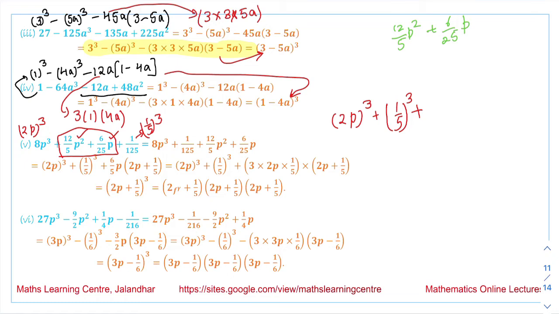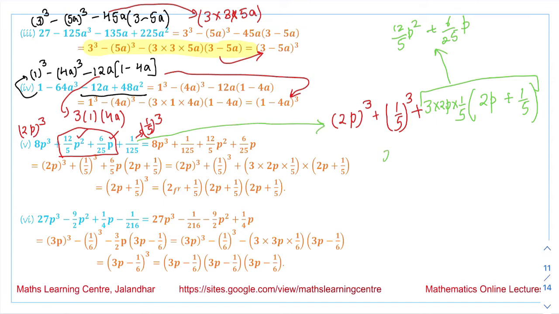Now, in what form do we want the answer? We want to find the answer with 2p plus 1 by 5 inside, and it should be 3 into 2p into 1 by 5. So we can check that this value is equivalent to this value. If we try to solve this value, we will see that this value is equivalent to this value. So we are saying that we can write this expression in this form, and this is the formula for 2p plus 1 by 5 whole cube.